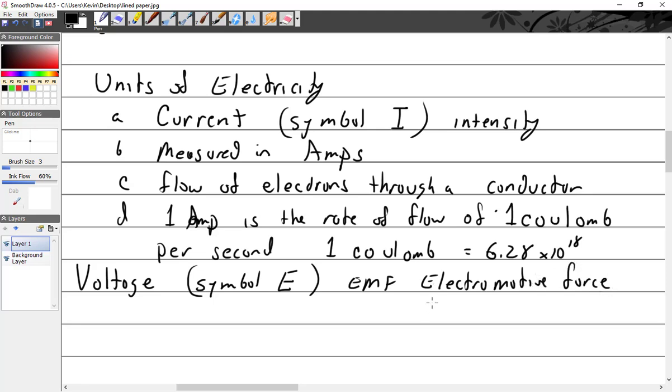I've heard it said, and that's what it actually is, you could think of it as electron moving force. It's the force that moves the electrons. Measured in volts. Named after who? Alessandro Volta.